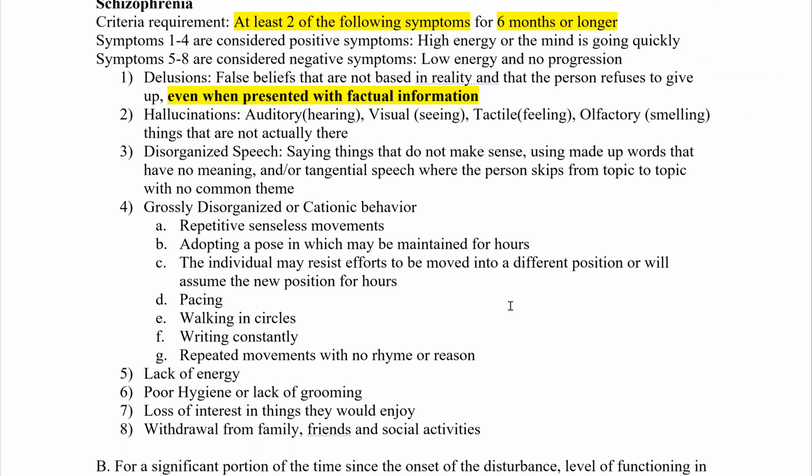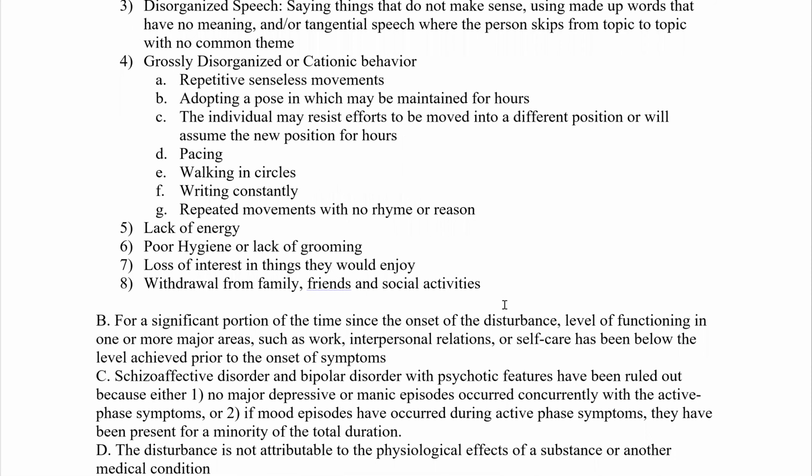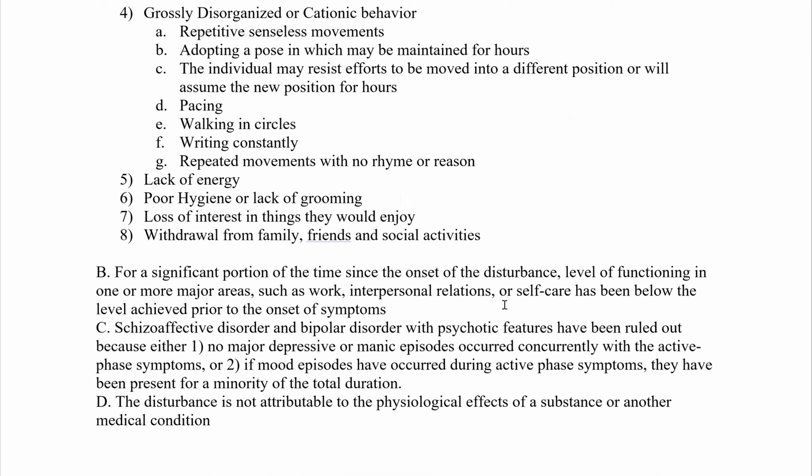So let's segue into the negative symptoms: lack of energy, poor hygiene or lack of grooming, loss of interest in things that they would have enjoyed, or withdrawal from family, friends, and social situations. And the specifiers here are a significant portion of the time since the onset of the disturbance. Level of functioning in one or more major areas, such as work, interpersonal relations, or self care, has been below the level achieved prior to the onset of the symptoms. So they've had a regression after the onset of their symptoms for 6 months or longer.